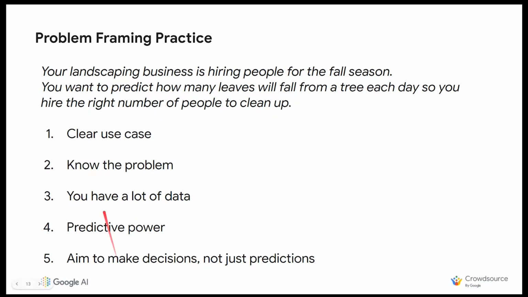We need to have a clear idea about all these five objectives. One is a clear use case. Do we have a clear use case? The main objective is to hire people based on the number of leaves. So that is the clear use case: predict the number of leaves.